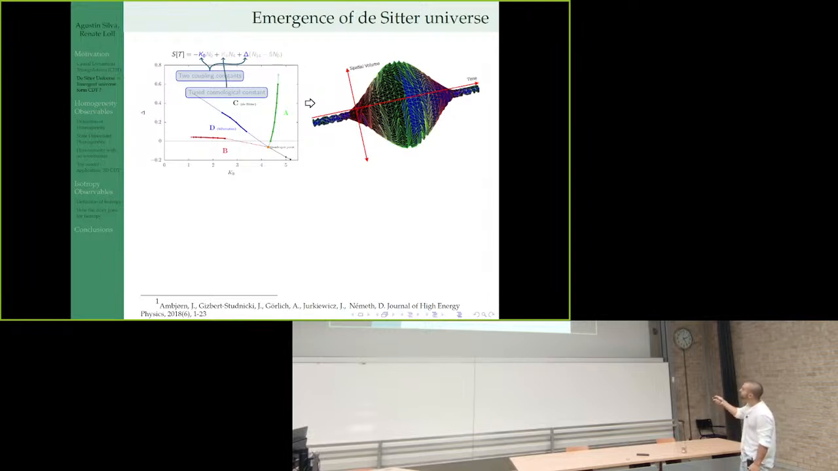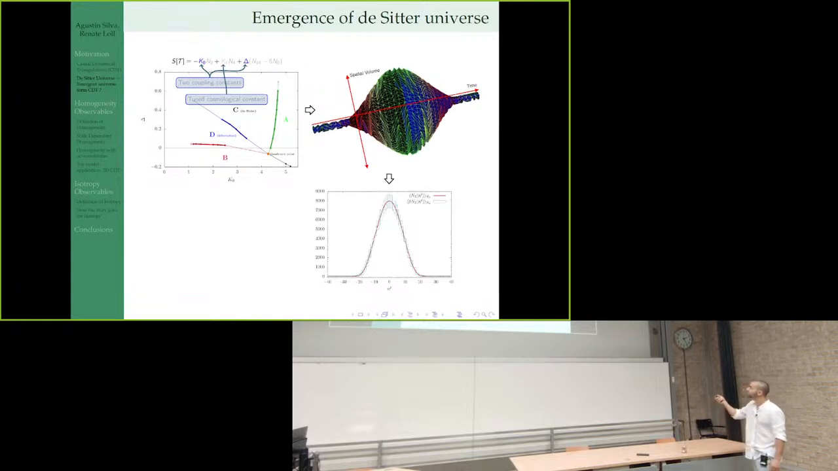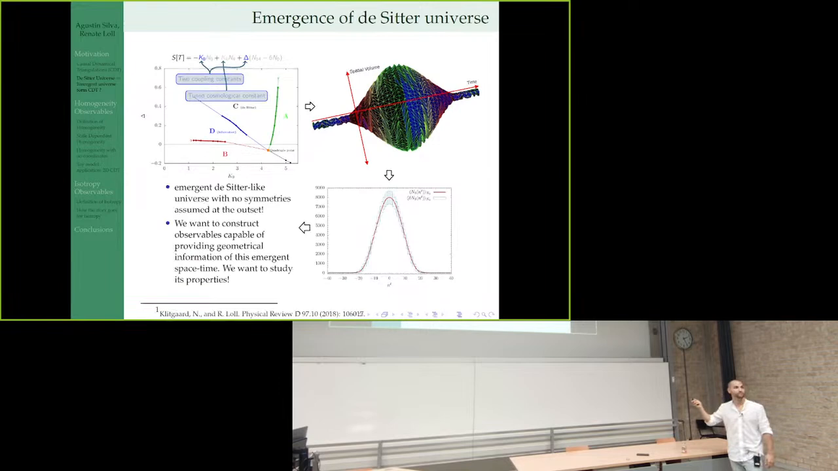If you put the spatial volume on one axis of the universe as a function of the time, it fits a perfect cosine cube shape. This means this is the Euclidean version of a de Sitter universe. So somehow these very fractal configurations conspire to give rise to a de Sitter-like universe, and we want to study this universe. I want to emphasize that in the beginning, no one ever assumed any symmetry or any background. This is background independent, and we made no assumptions on the symmetries.